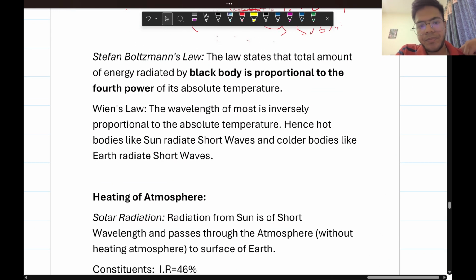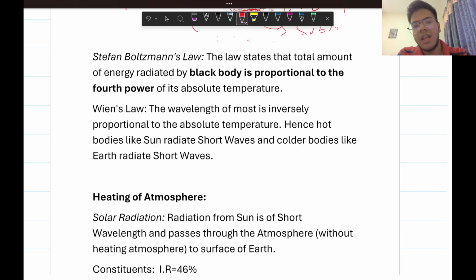Now guys, there are two laws, but you don't need to remember the laws by their name. You just need to understand some facts. It is not your physics exam where you have to write laws in the exam. You have to understand. No one will ask you about Boltzmann's law in your DGCA exam.